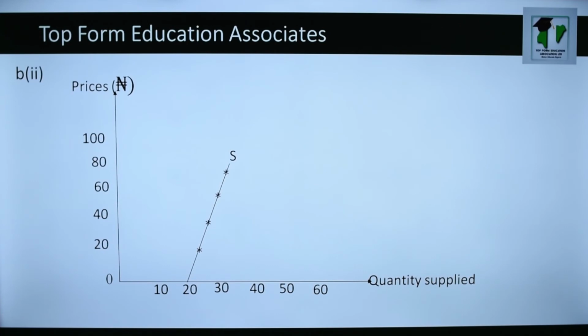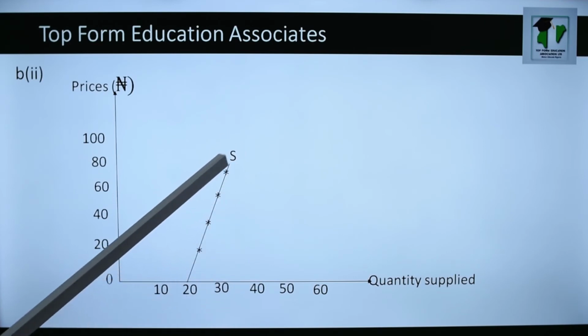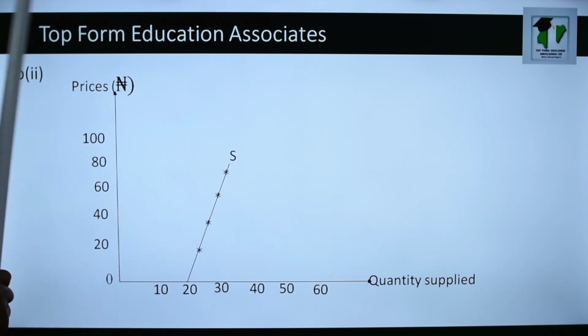We were asked to present first in a table and then we draw the graph. Look at the graph. Price is always on the vertical axis or the y-axis, while on the x-axis you have quantity supplied. So you can see that the supply curve is upward sloping, slopes upwards from the left to the right, unlike the demand curve that was downward sloping. This supply curve is positively sloped, while the demand curve is negatively sloped.